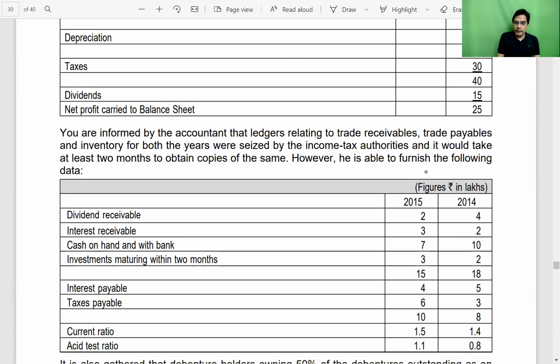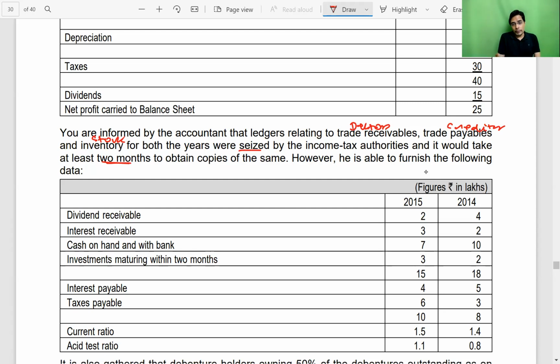Then you are informed by the accountant that the ledgers relating to trade receivable means debtor, trade payables means creditors, and stock for both the years were taken away by the income tax authorities. So we don't have the debtors details, we don't have the creditors details, and we don't have the stock details with us. Income tax authorities have taken. And it would take at least 2 months to obtain the copies of the same.